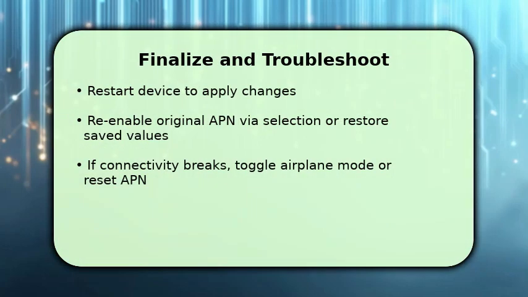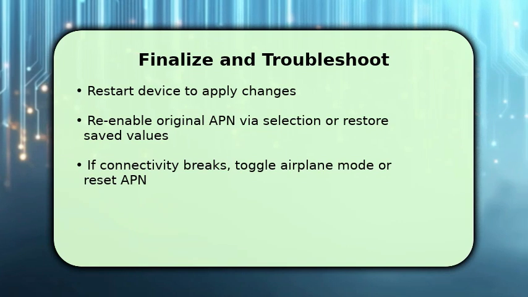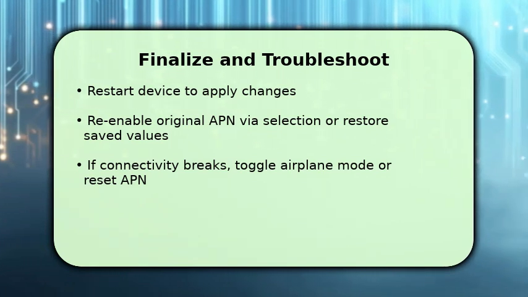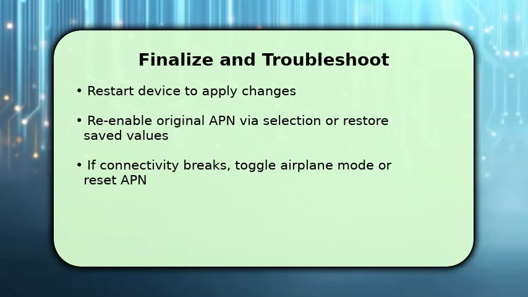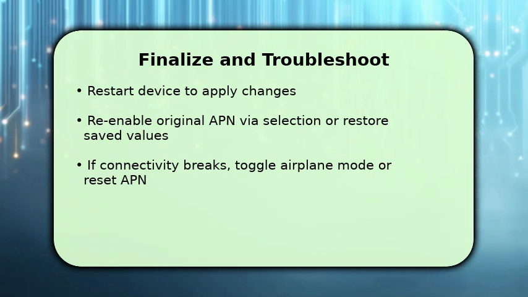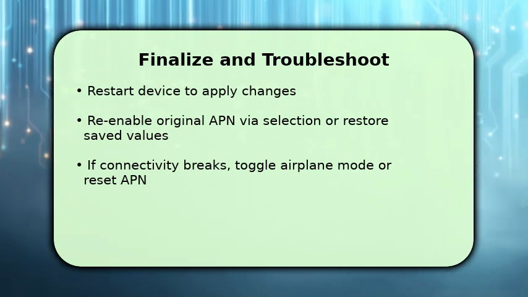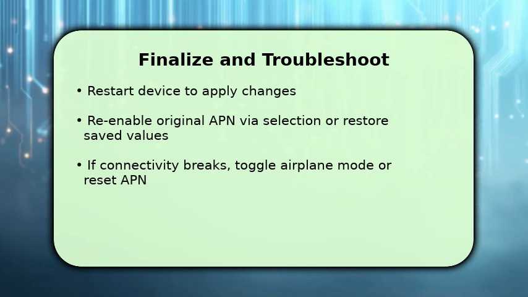Finish by ensuring changes take effect and know how to recover. Restart your device to apply the new APN selection. This forces the network to drop old settings. If you need the original APN again, open Access Point Names and reselect or edit the saved profile back to active.